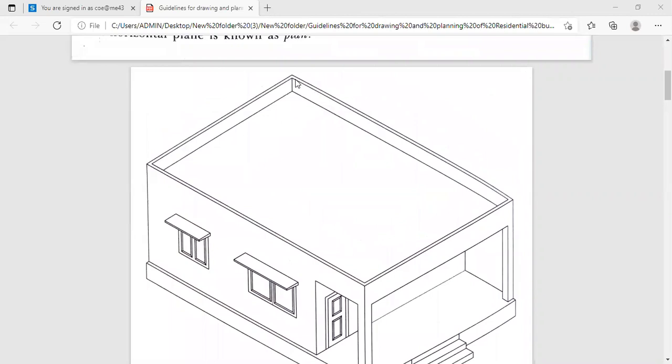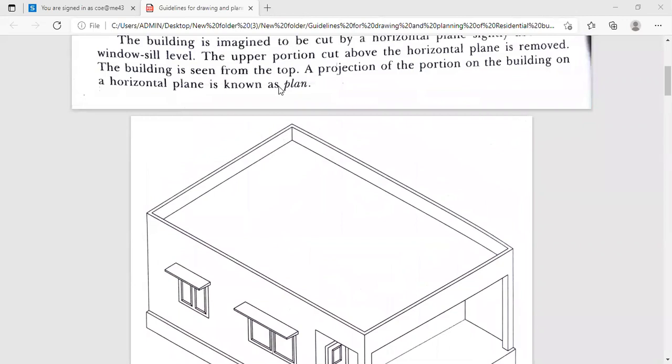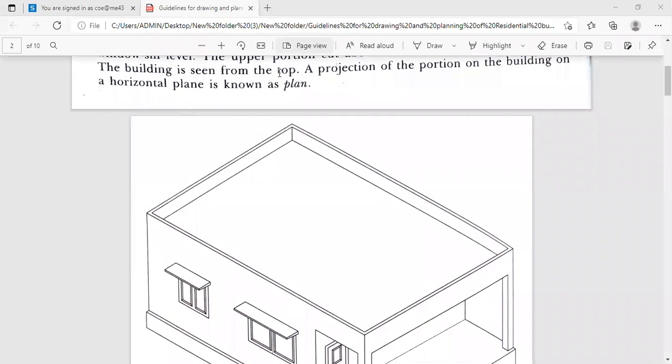In the last lecture, we started discussion on how to draw a plan. What is my plan and all these things, from where we are going to consider the plan of a building. So I think all of you understood about the plan.